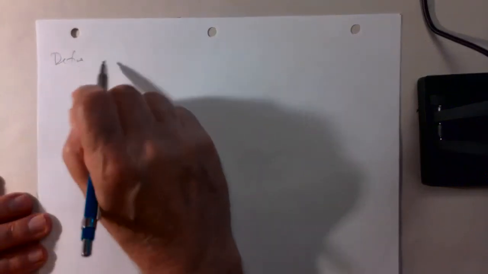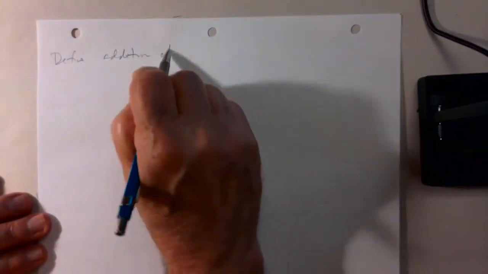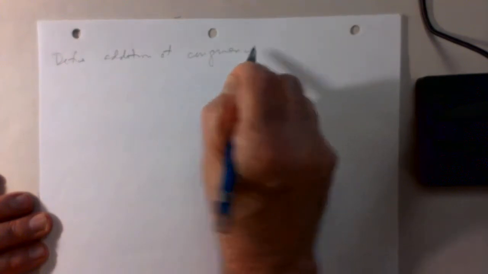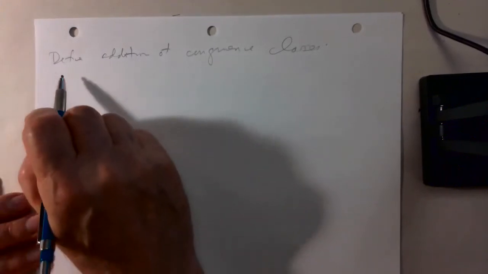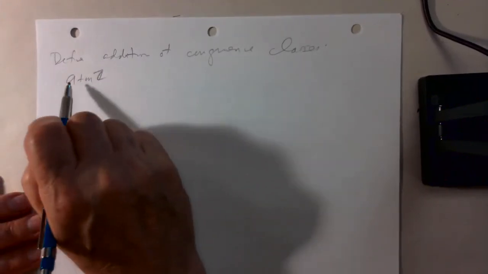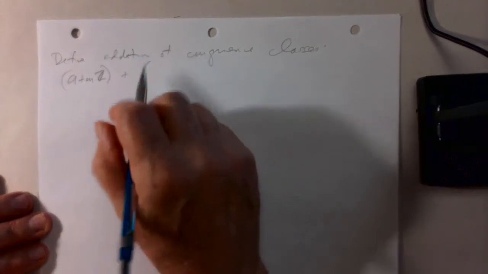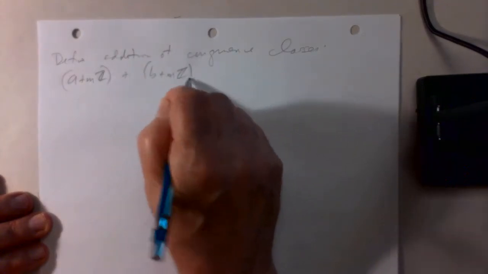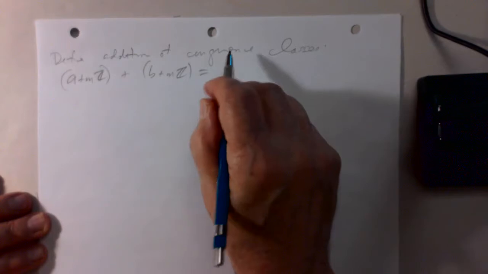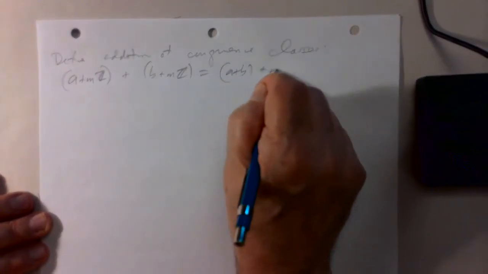Now, just the way we can add and multiply integers, we can also add and multiply congruence classes. So I want to define addition of congruence classes. And the way we want to define it is as follows. If I take the congruence class A plus mZ and the congruence class B plus mZ, I want that to be the congruence class of A plus B plus mZ.